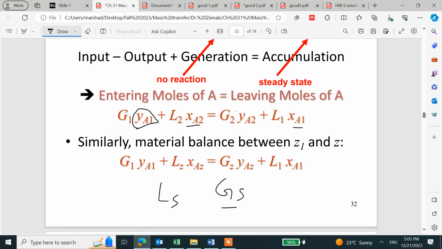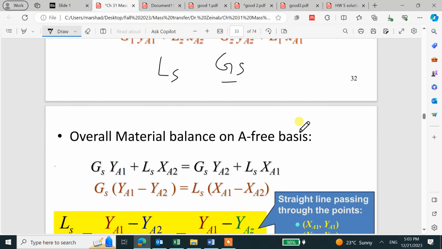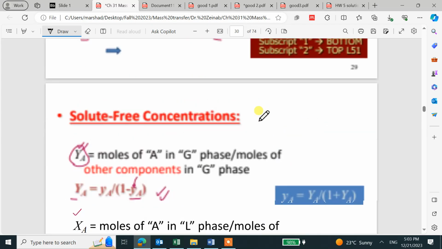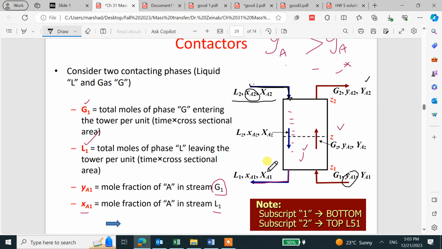LS, GS. Then there is no need for L1, L2, G1, G2. We can use only one of them. So our all mole fraction. So now see, A coming from gas, from liquid. This is gas. Mole of A coming through gas. Mole of A coming through liquid. This is both in. Then this is leaving. YA2 is leaving. XA1 is leaving. So we apply the mole balance.